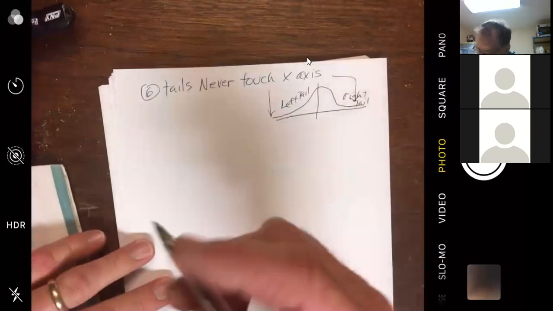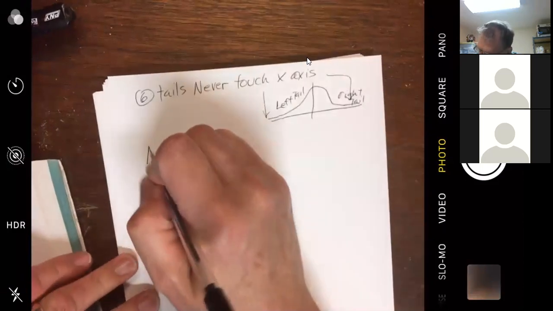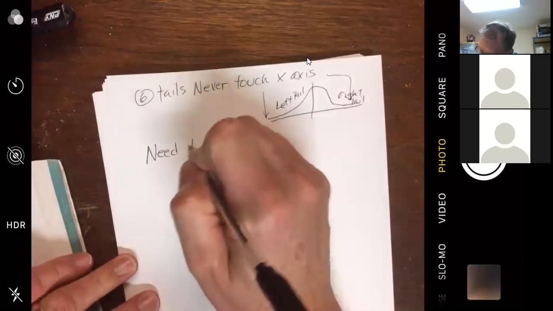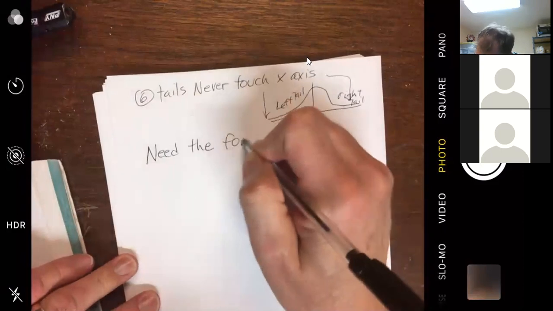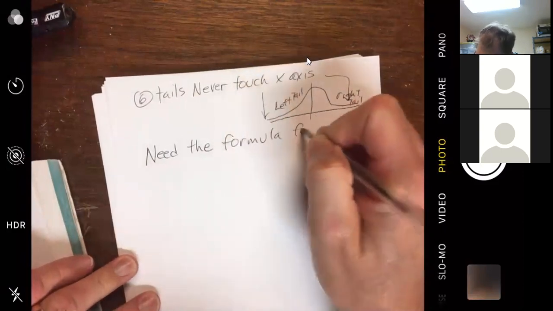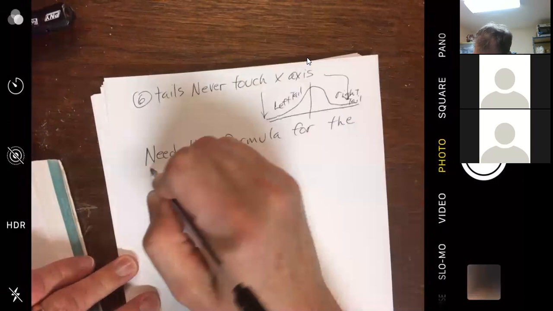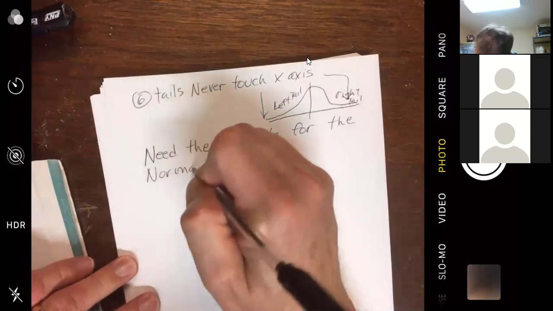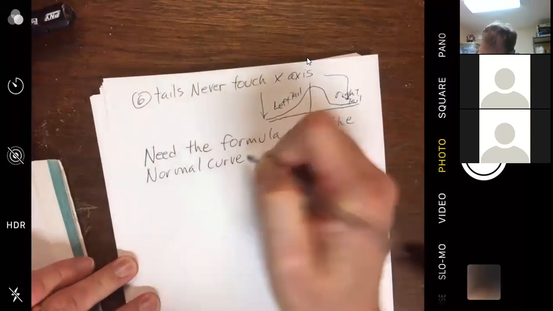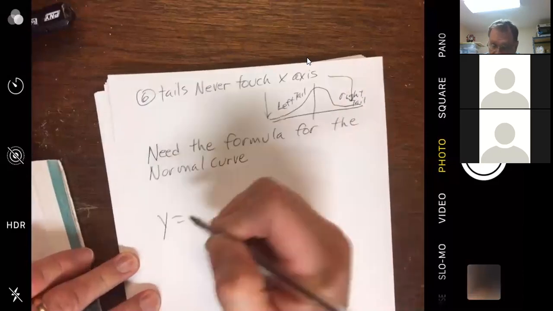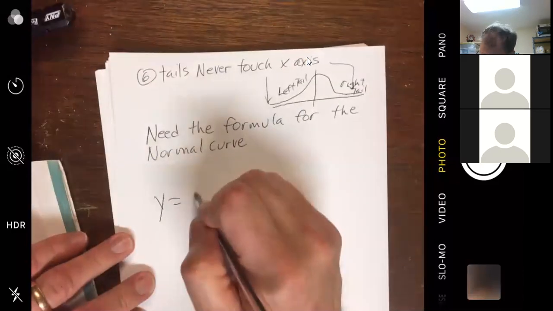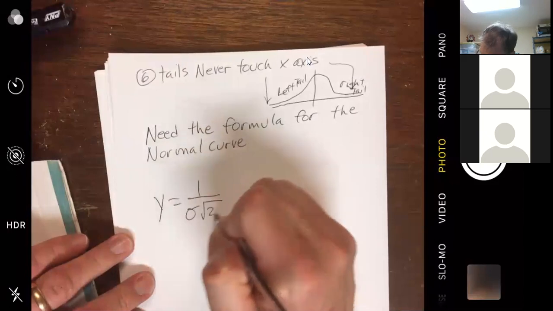Okay, moving right along. Now we need the formula for the normal curve. It looks like this. We did show you this in chapter 3. I don't know if you remember it.